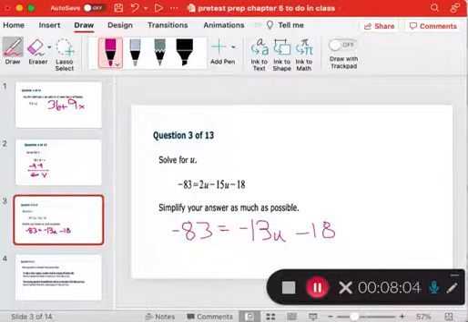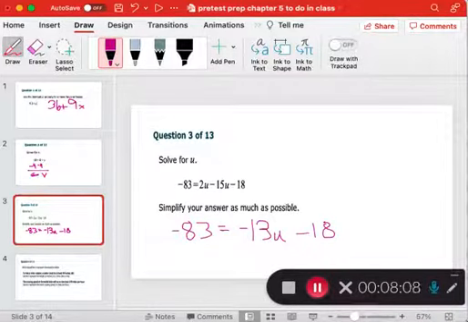Now we isolate the variable. Add the what? Add 18. And we add 18 instead of the 83 because? Because 18 is bothering my variable. Yeah, it's bothering it. We want to get the variable all by itself.